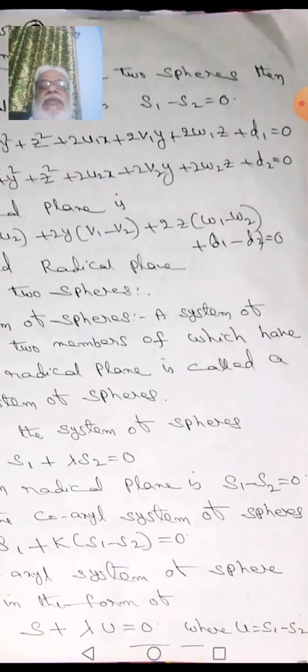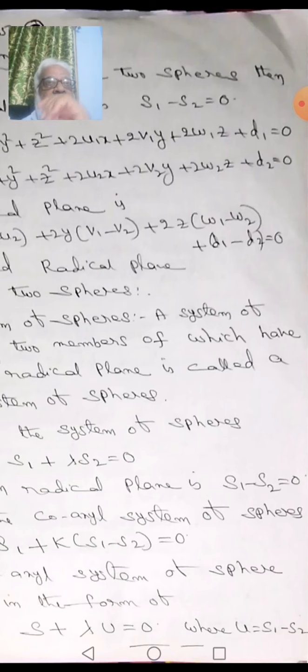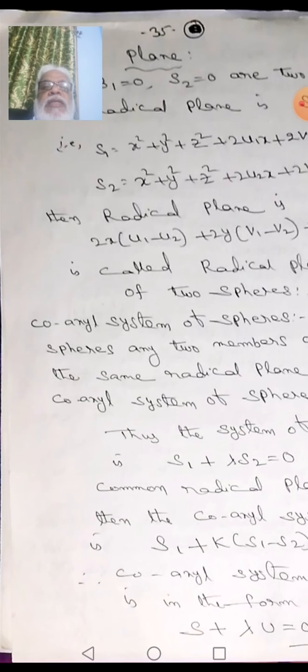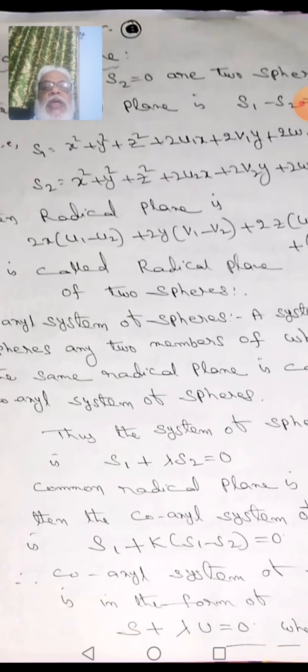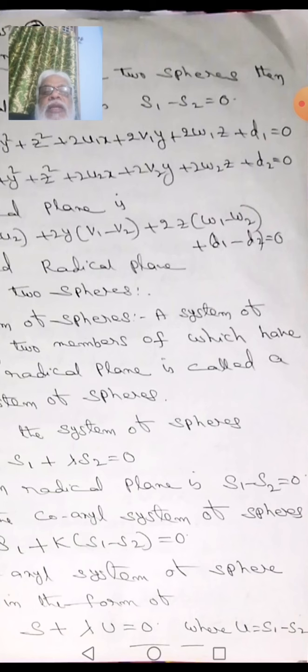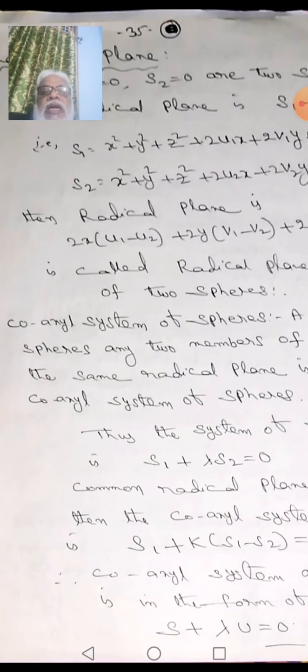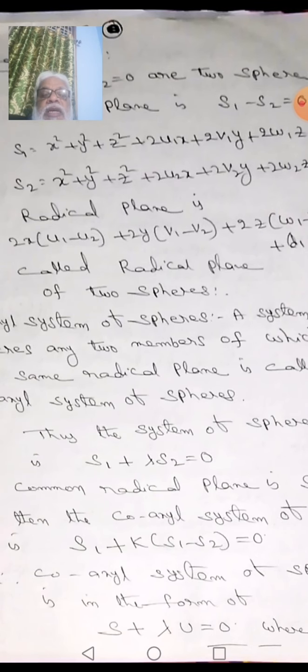You see, first we find the radical plane, that is S1 minus S2 = 0. After the radical plane we find the coaxial system of the spheres, that is a system of spheres any two members of which have the same radical plane. Thus the system of spheres is S1 plus lambda S2 = 0.